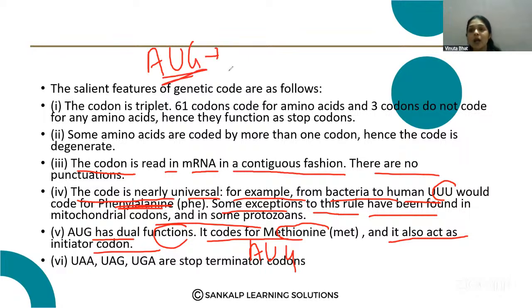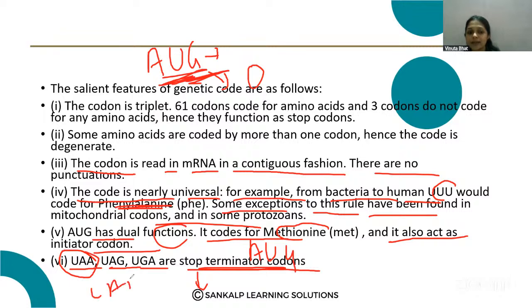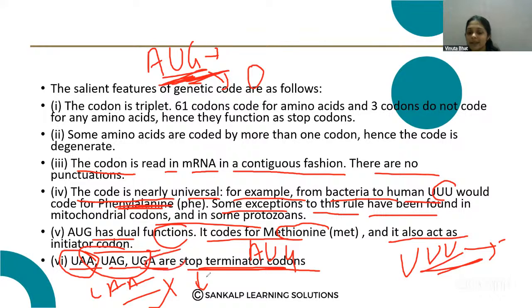From there, protein synthesis starts. Amino acid addition starts from the AUG code. Okay, and UAA, UAG, UGA are the stop or terminator codons, which do not code for any amino acid. UAA is not any amino acid. For example, UUU codes for one amino acid. But UAG and UGA do not code for any amino acid. So these are some characteristics of the genetic code.